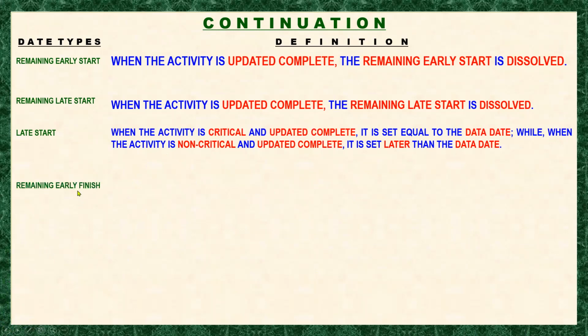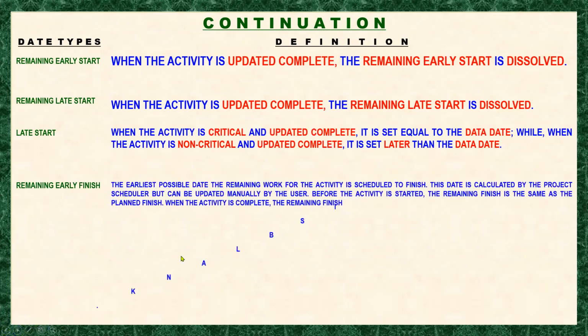Okay, so remaining early finish. According to Primavera, the earliest possible date the remaining work for the activity is scheduled to finish. This date is calculated by the project scheduler but can be updated manually by the user before the activity is started. So the remaining finish is the same as the planned finish when the activity is not started. When the activity is complete, the remaining finish is blank. So meaning all the remaining dates, when it is completed, are set to blank.